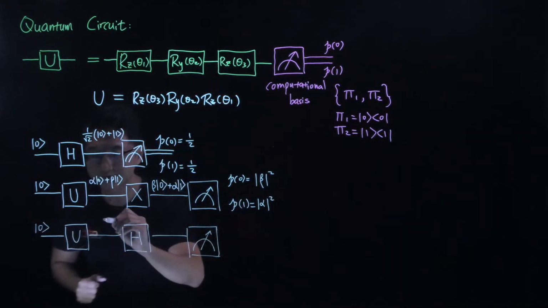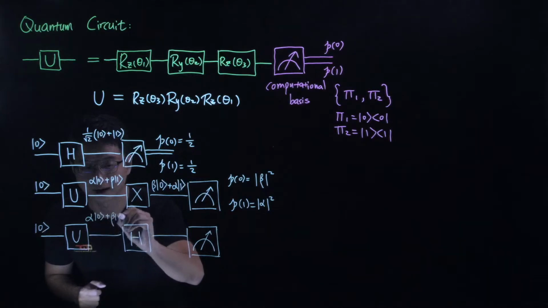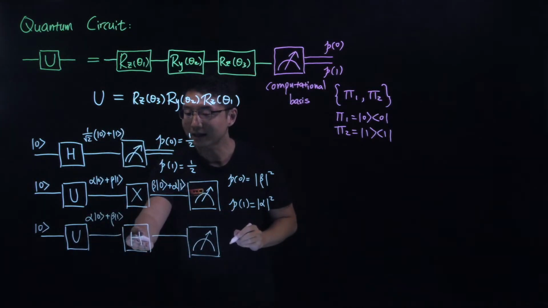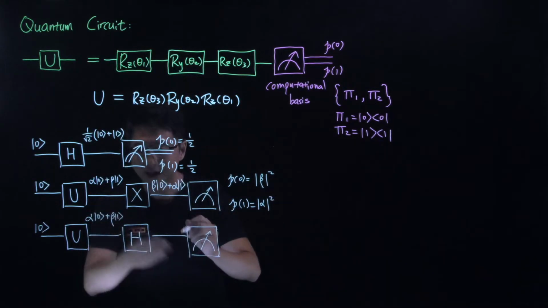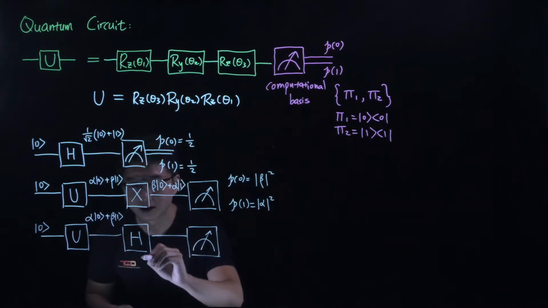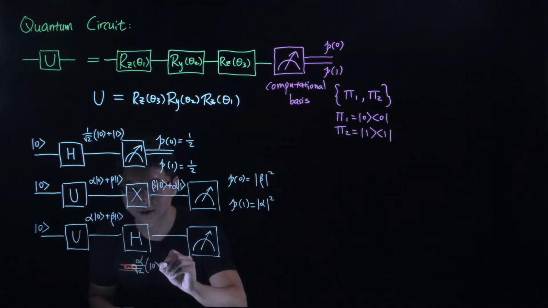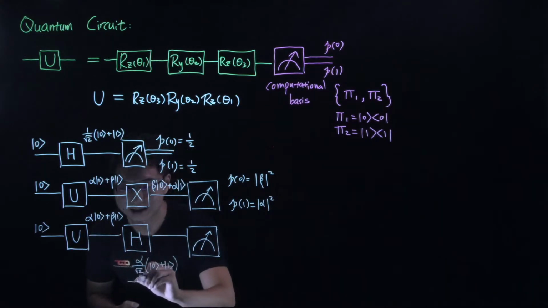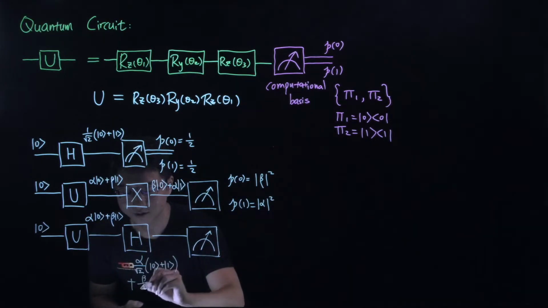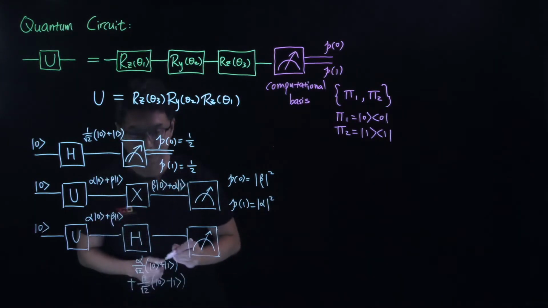So after the action of the U, we have alpha 0 plus beta 1. And the Hadamard turns the 0 into plus and the 1 into minus. So here we will have alpha over square root of 2, 0 plus 1, that is the plus state, plus beta over square root of 2, 0 minus 1, that's the minus state.